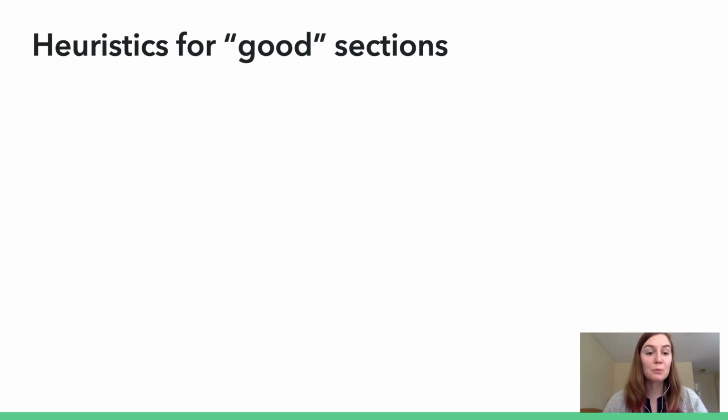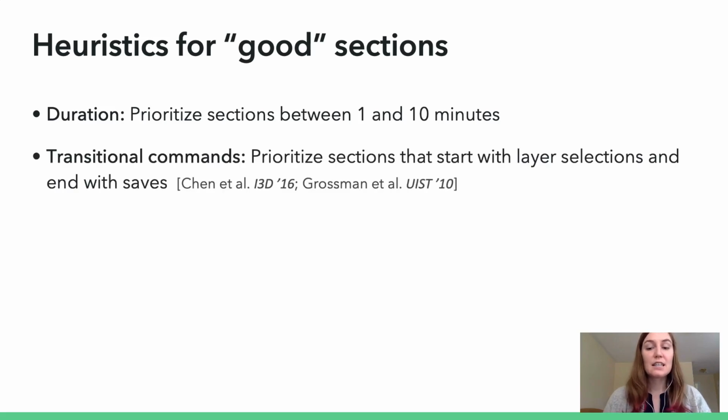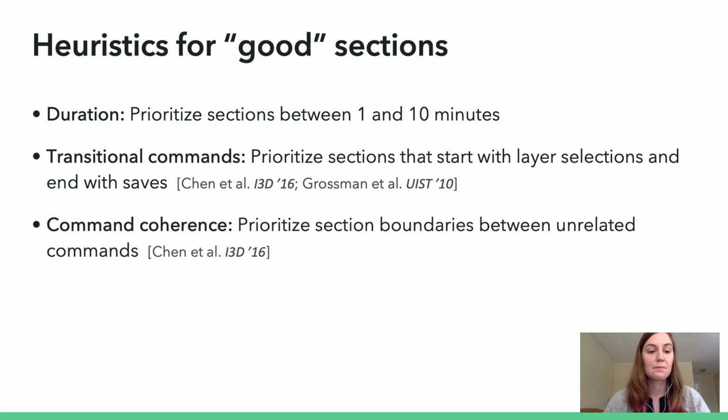To determine what the optimal set of sections means, we defined a scoring function that combines 4 heuristics based on our own experience as well as prior work. First is the duration of a section. We don't want sections to be very short or very long because we think these will be less helpful for navigating the video. Second, prior work has shown that certain commands often indicate the start or end of a subtask. For example, creating or selecting a new layer often indicates people are starting a new subtask, and saving the document often indicates they're finishing a section. So we prioritize sections that start with layer selections and end with saves.